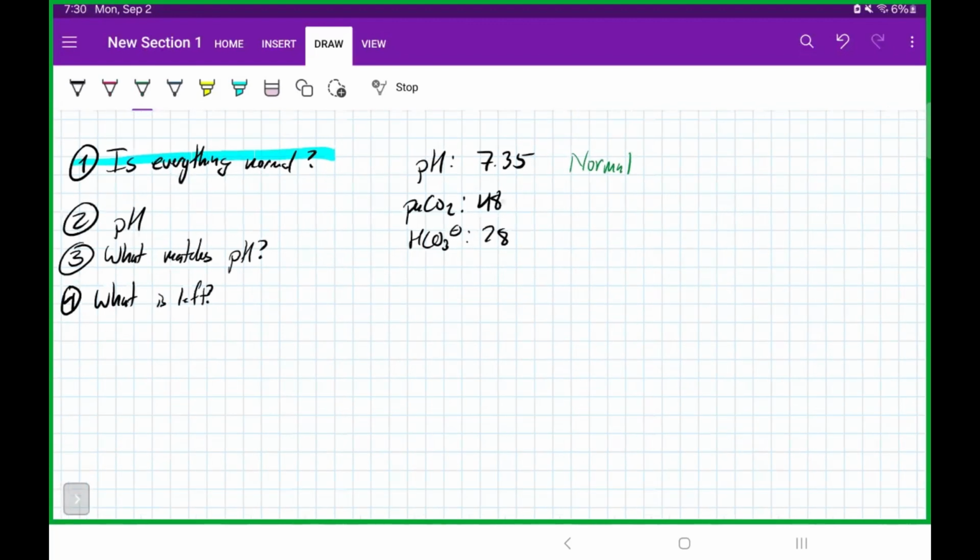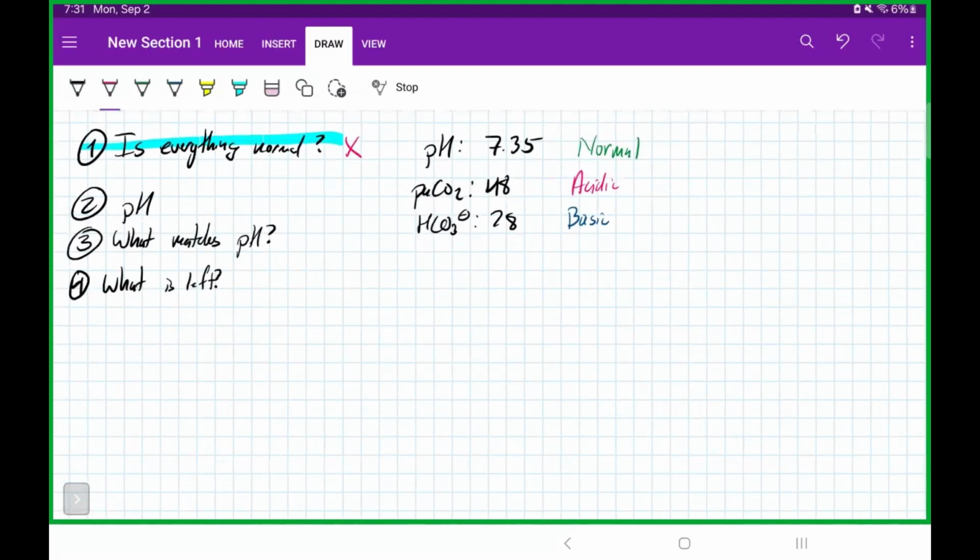Is everything else normal? Well, PaCO2 right off the bat, this is not normal. PaCO2 of 48, that's acidic. And an HCO3 of 28, well, that's basic. That's higher than we would expect for HCO3. So what this tells us is everything normal? No. We can cross that one off once again. Previous question, everything wasn't normal, and everything isn't normal here either. Our pH is normal. So let me put out my 3 lines again.